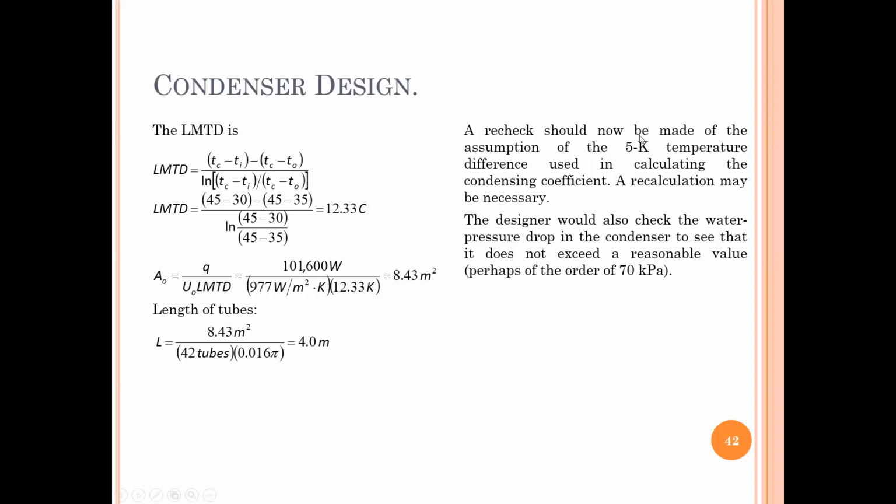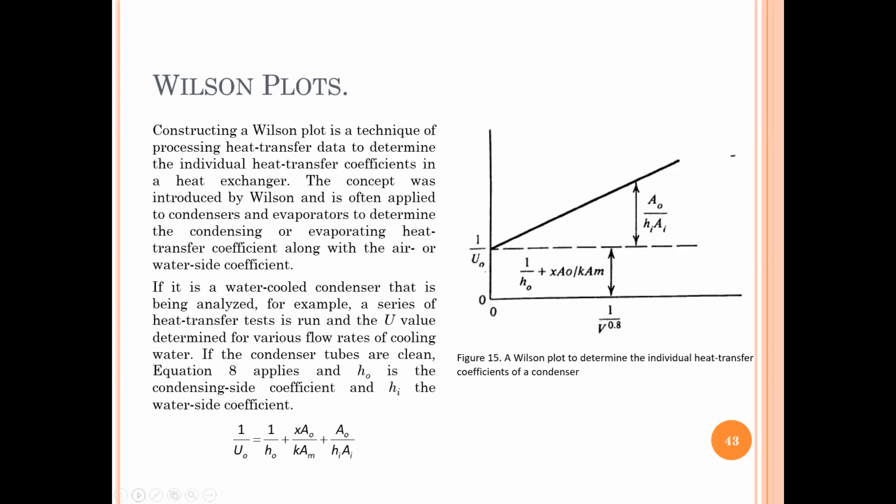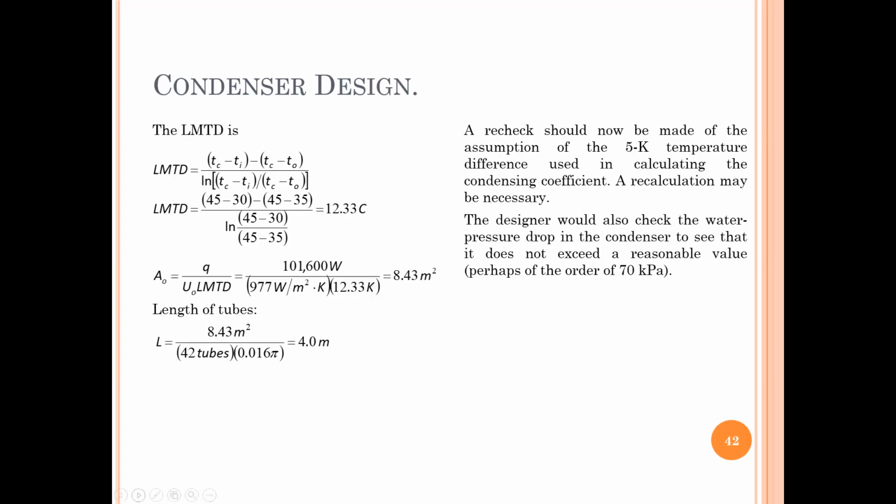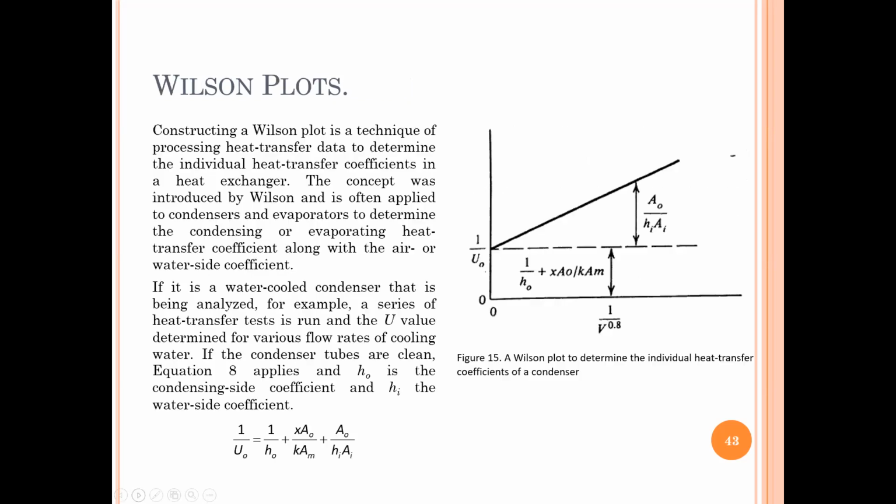A recheck should now be made of the assumption of 5 K temperature difference used in calculating the condensing coefficient. So, a recalculation may be necessary. The designer would also check the water pressure drop in the condenser to see that it does not exceed a reasonable value, perhaps of the order of 70 kilopascal. So sa mga graph, sa mga table ng catalog, di na pinakita dito yung pagkuha ng pressure drop sa catalog na yan.